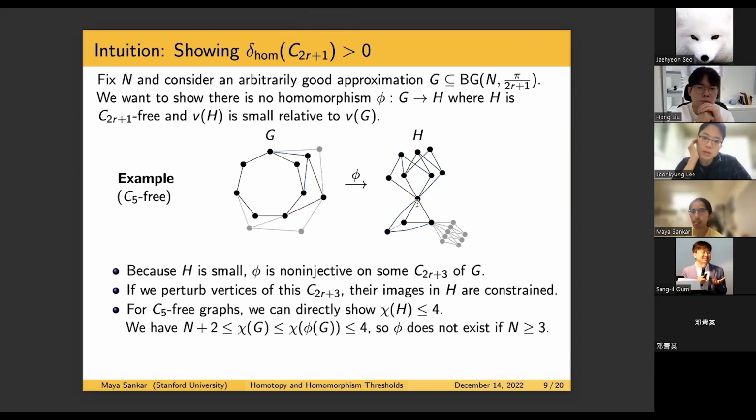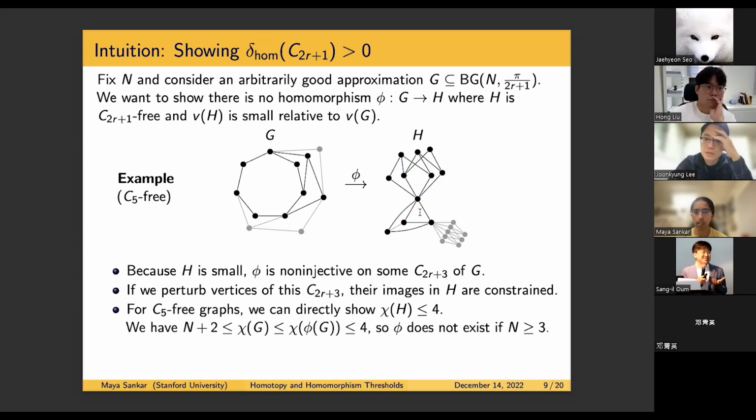And actually, in the C5-free case, we can directly show that if H is the image of a bunch of these perturbations, where we started with some non-injectively mapped C7, then in fact, H has to look like either a copy of K4 or some three-colorable graph with a bunch of bipartite things glued to it. So in fact, we get a very strong structural property on H. And then we can get our contradiction by choosing n large enough.